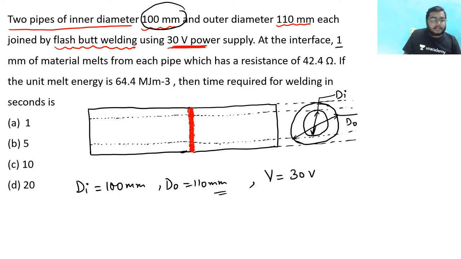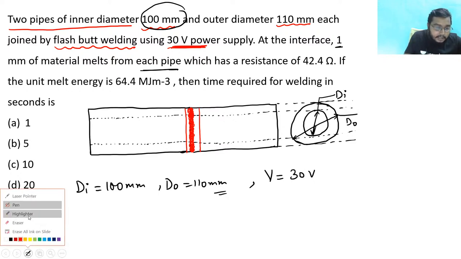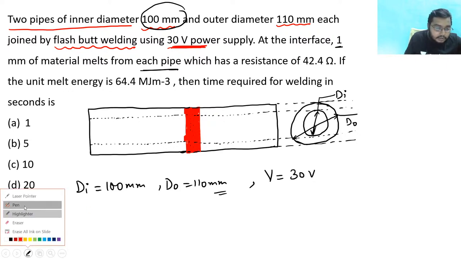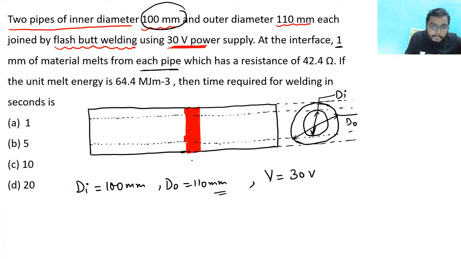Now at the interface, 1 mm of the material melts from each pipe. What is the meaning of that? Suppose like this, the material has been melted, 1 mm from each pipe. So 1 mm here and 1 mm here. So this is the meaning.